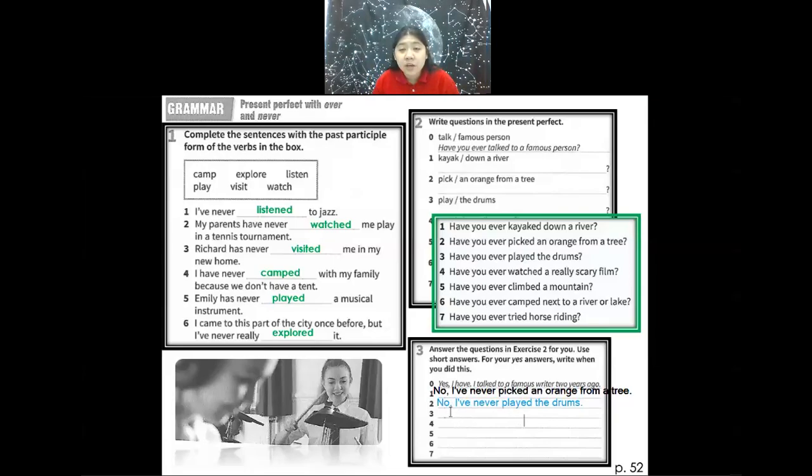Number 3, here. Oh, sorry. Number 1 should be, have you ever kayaked down a river? And then number 2, have you ever picked an orange? And number 3, have you ever played drums? Okay. So number 1 should be kayaked down a river. No, I've never kayaked.